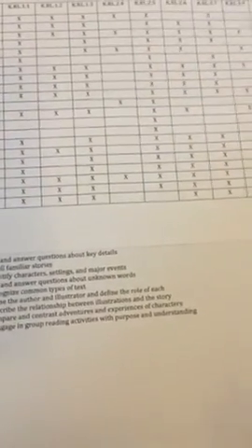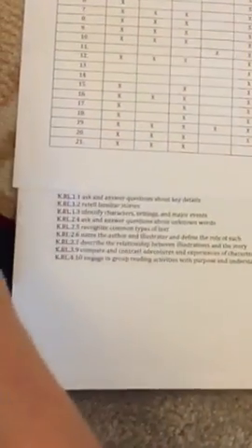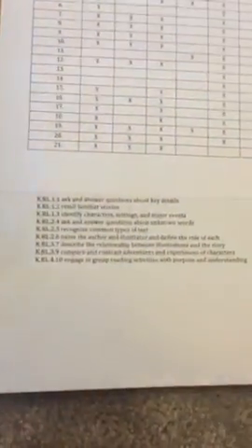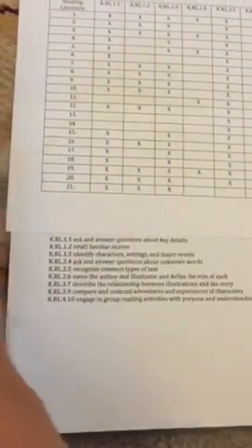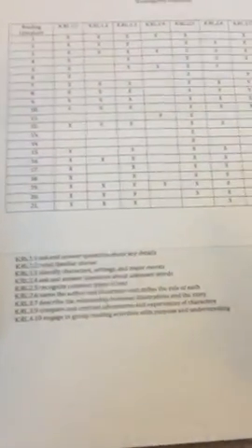But if you find one like retell familiar stories or describe the relationships between illustrations in the story, what I would do is make myself a note on here and write, okay, well that goes with RL 2.6. Then when I'm doing my lesson plans, I can just pull this up and I know that these are the standards I have to write down.